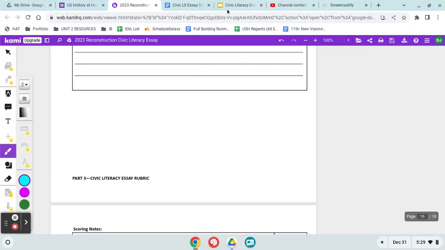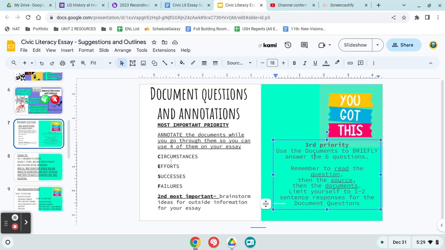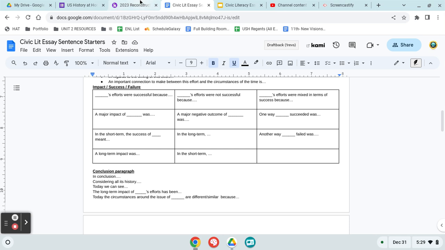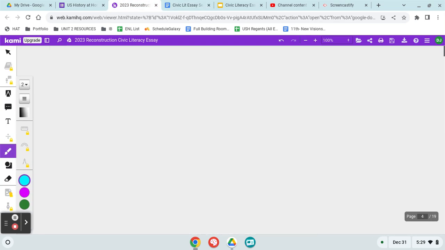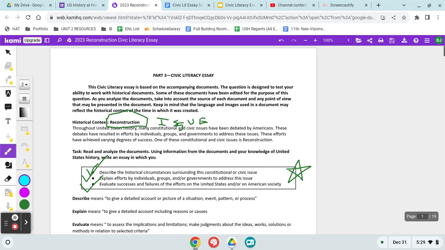So while you're going through these documents, one major key is, yes, in addition to annotating the documents to use them in your essay, you want to brainstorm ideas for outside information. And what kind of outside information can you use? Well, here's the one that I recommend 100% of the time.